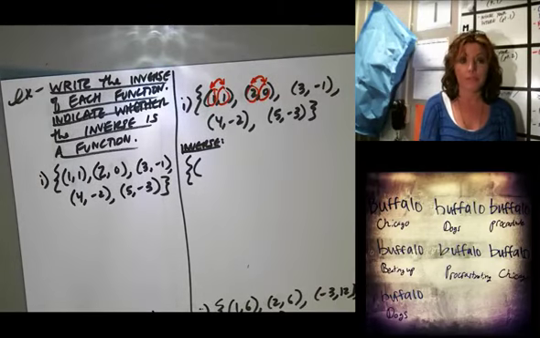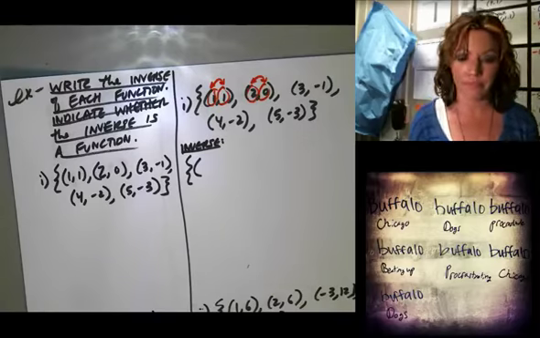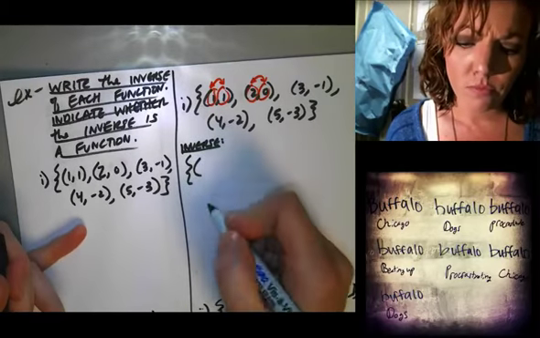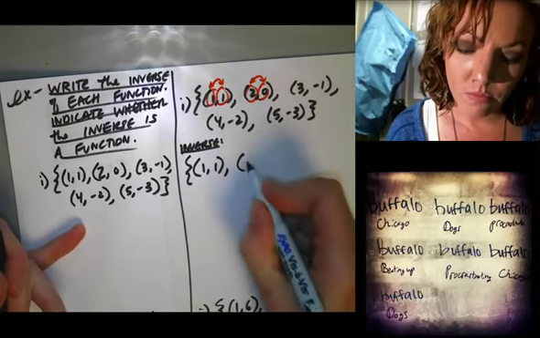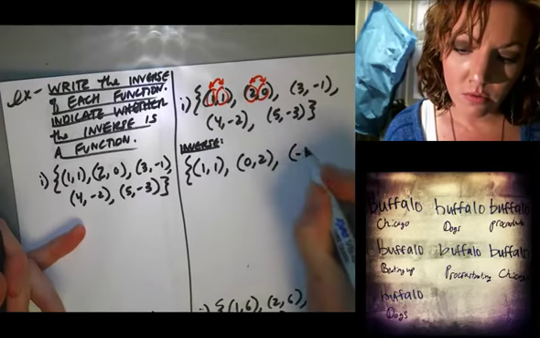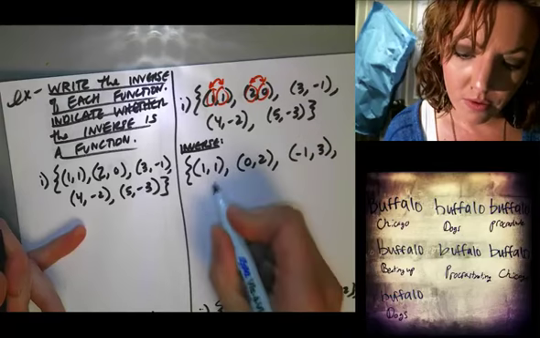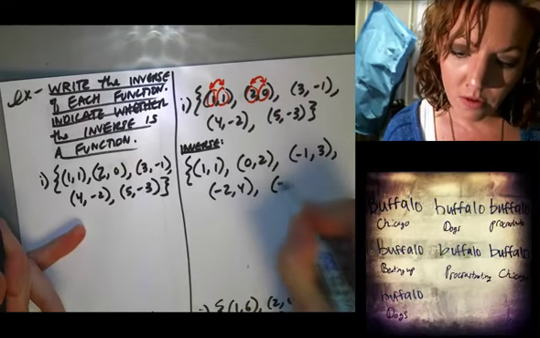So can someone tell me, Jared? -2. Wait, which ones are we starting with? Starting with this. Oh, 1, 1. Good. 0, 2. Perfect. -1, 3. Uh-huh. -2, 4. Good. -3, 5. -3, 5. All right, everybody give it up for Jared.